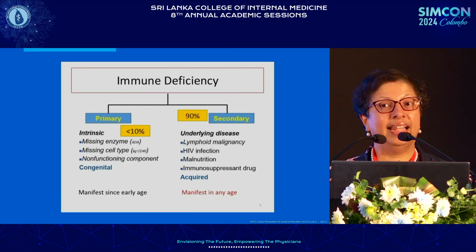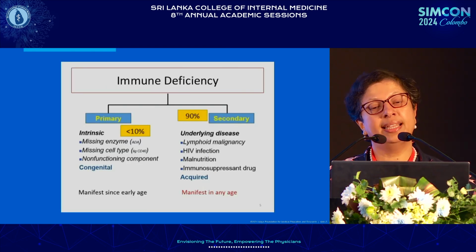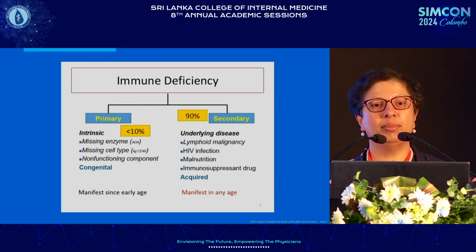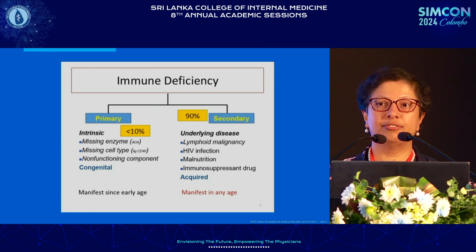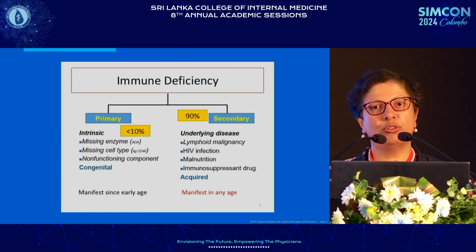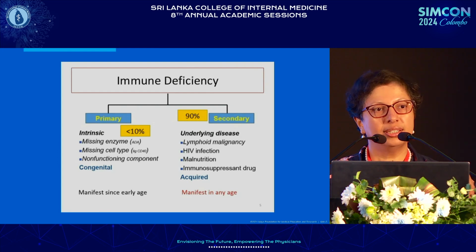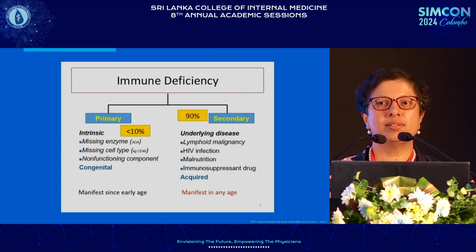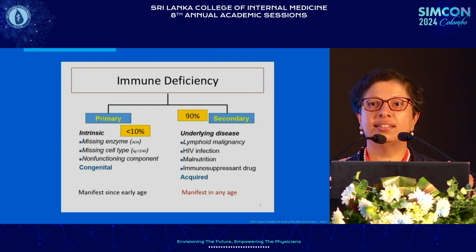So primary are rare. They account for less than 10% of the immune deficiency disorders. Either you're missing an enzyme, you're missing a cell type, or there is a defect in the pathway for immune activation, and these are congenital disorders, usually manifesting early in life. As time has gone, we have found some hypomorphic mutations in elderly patients, but the usual paradigm is you'll find a young child with a bad infection. The secondary immunodeficiencies, which are much more common, and I would like for you to remember that, can manifest at any age, either early or late.